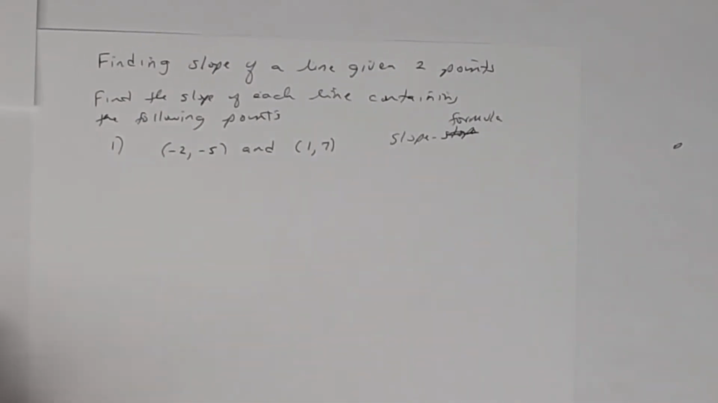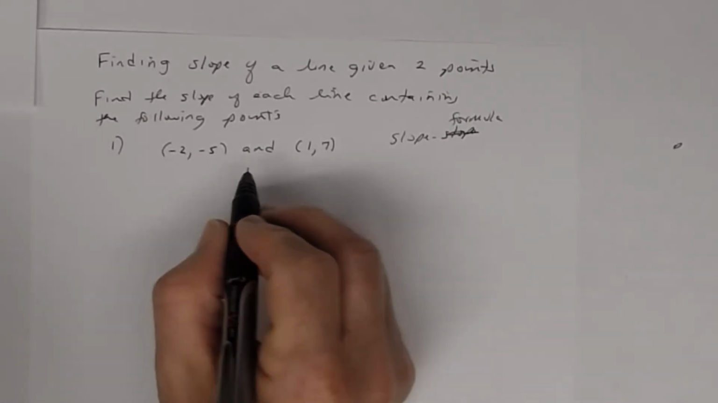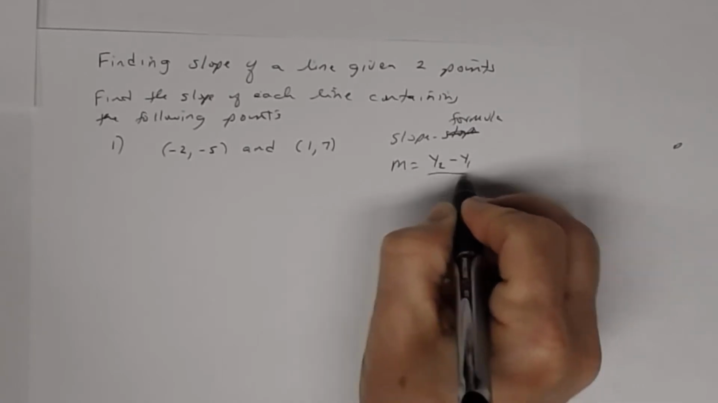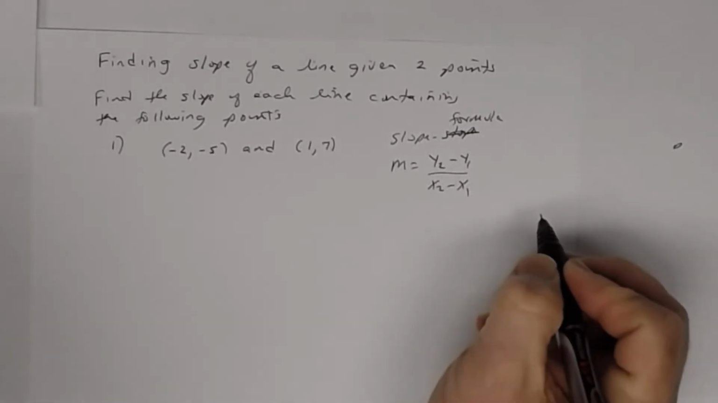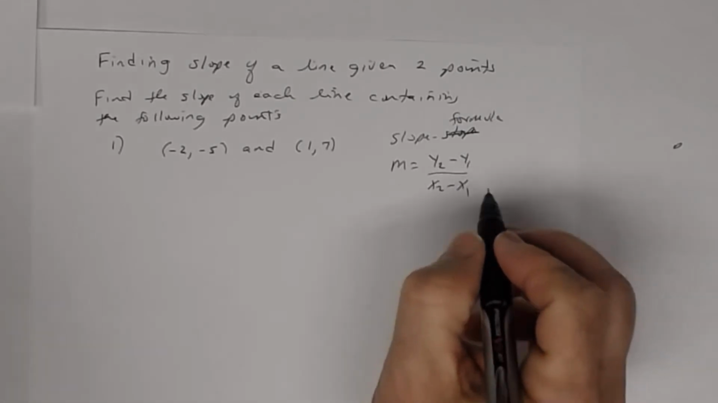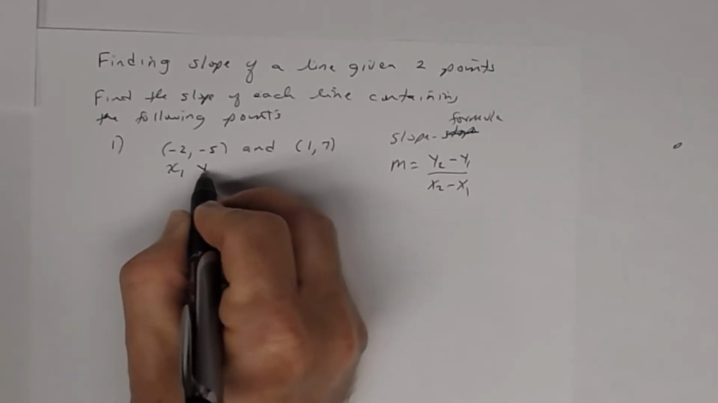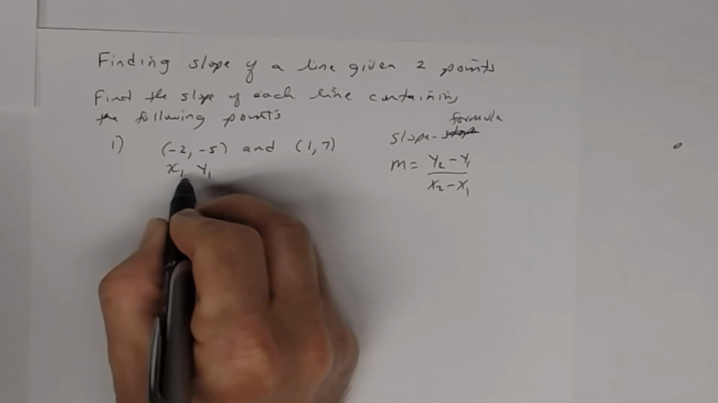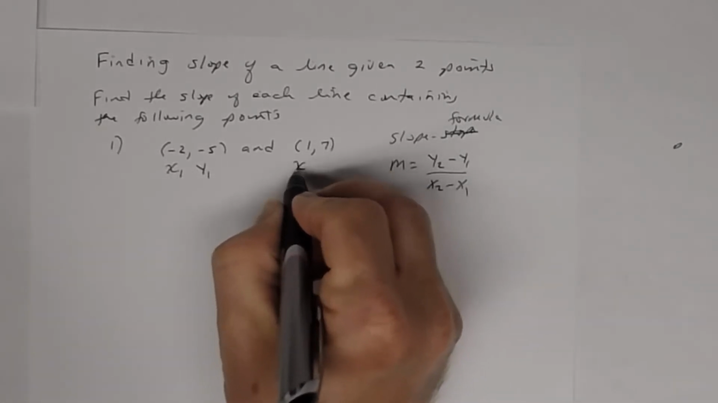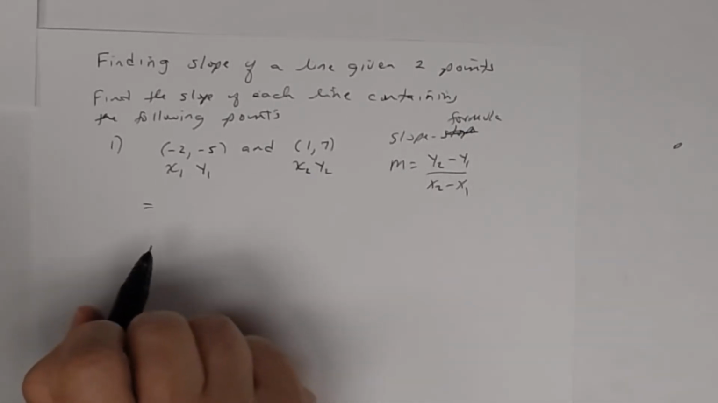Now here's what I suggest. I suggest that you label these coordinates. So remember, the slope formula is y2 minus y1 divided by x2 minus x1. So y2, x2, y1, x1. Let's label this. Let's call this the first point. So this is going to be x sub 1, y sub 1. So the x and y coordinates of my first point. That's why you see the subscript 1. And then here we'll say x2, y2. And then it's just a matter of you plugging it into your formula.